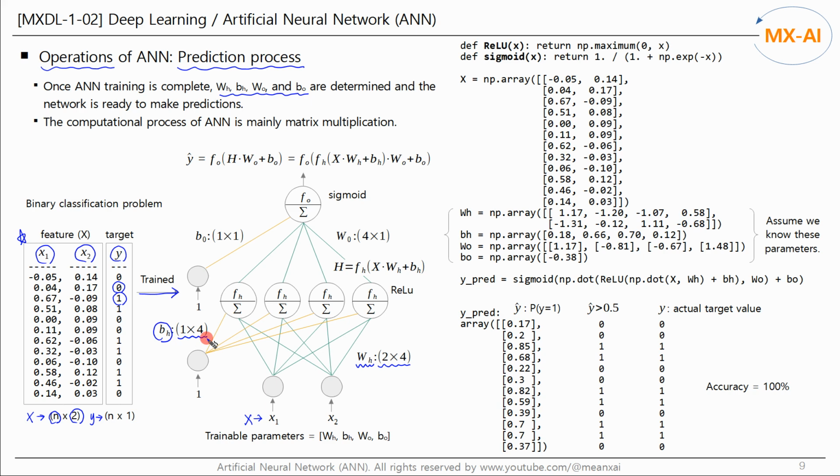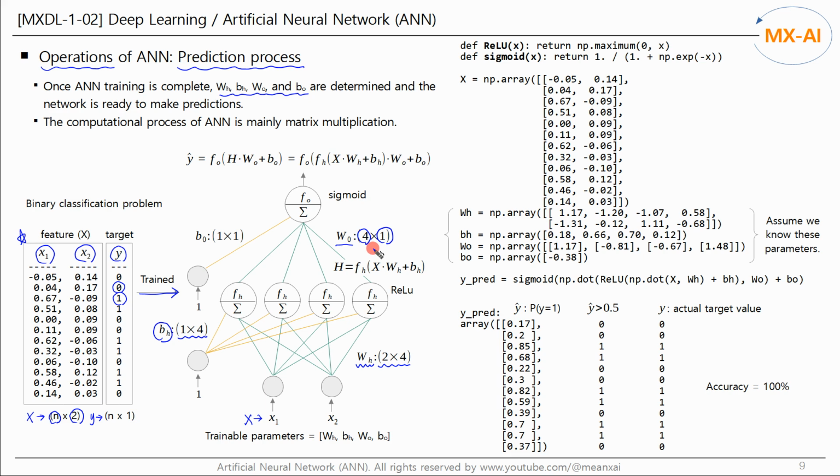The connection between the hidden layer and the output layer is the matrix WO. The number of neurons in the hidden layer is 4, and the number of neurons in the output layer is 1. So WO is a 4 by 1 matrix. Let's assume that this ANN has already been trained and WH, BH, WO, and BO have all been determined.